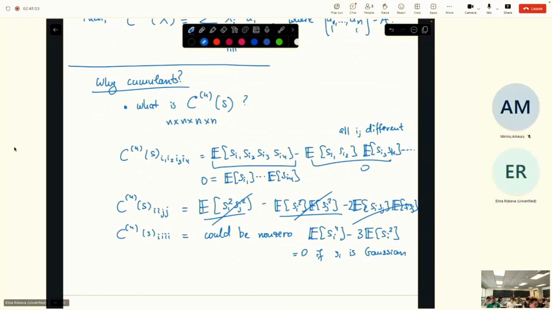Any questions? Want to say something? So the point of the cumulants is precisely this: if you have a vector of independent entries, this is a diagonal tensor, meaning that the only non-zero entries are the I, I, I, I entries. The other ones are all 0. Any questions about this?